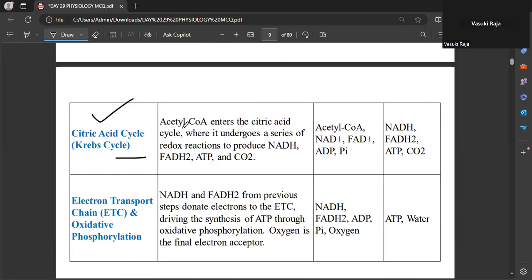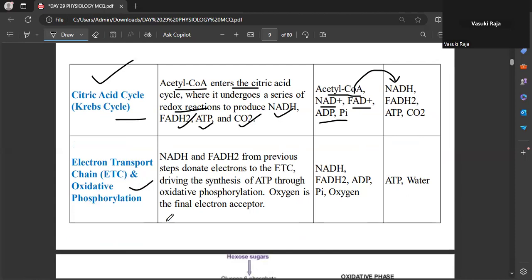Now, in the citric acid cycle, acetyl-CoA enters this particular cycle in a redox reaction. What does redox reaction mean? Reduction reaction is there, oxidation reaction is also there, and reduction and oxidation occur simultaneously. It is called a redox reaction. As a result of this redox reaction, they produce NADH, FADH2, GTP and carbon dioxide. Here, acetyl-CoA, NAD+, FAD, ADP plus Pi, everything will be converted accordingly.